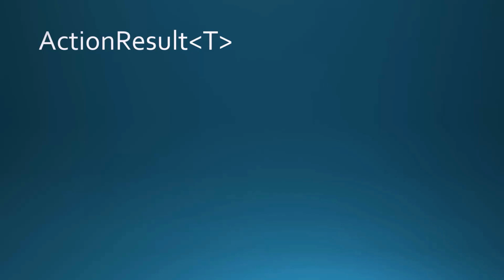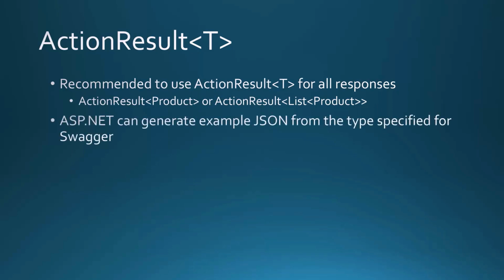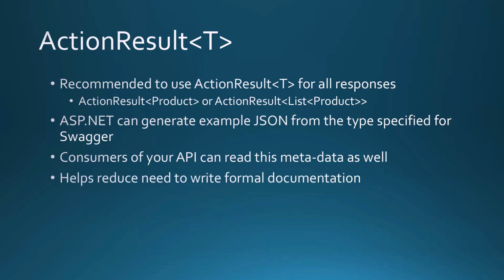An even better return type is ActionResult. This is a generic, and it's recommended you use this because now what we can do is we can put in the actual type that we're going to return. So now what happens is ASP.NET can generate example JSON from the type that's specified for Swagger, for your open API. So consumers of your API can read this metadata and they know exactly what they're going to get back. They'll see the JSON structure of a product object or a list of products, and that's going to help reduce the need for you to write formal documentation.